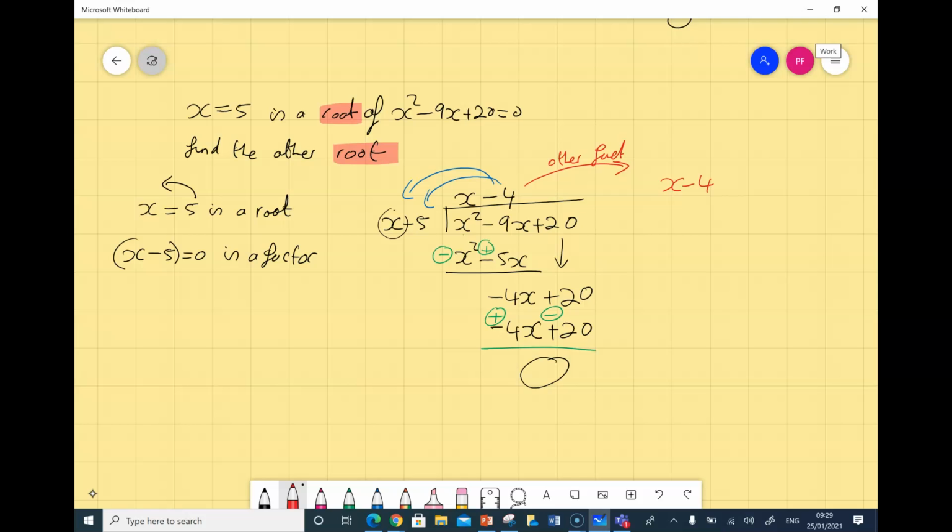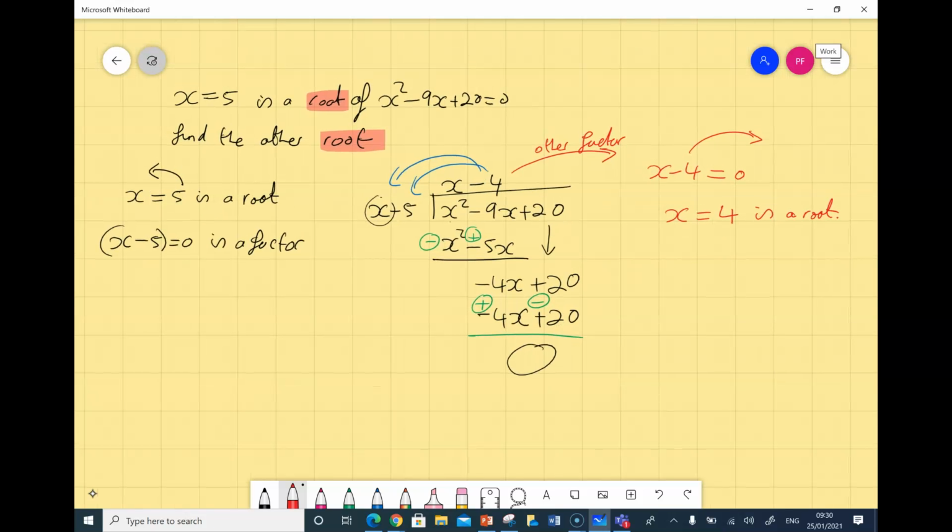But I don't want the factor, I want the root. So x minus 4 equals 0. That is my factor, and just like solving the end of quadratics, bring your minus 4 over to get a positive 4. So x equals 4 is a root. Those are the fundamentals of long division in algebra, and we'll be doing cubics the next day.